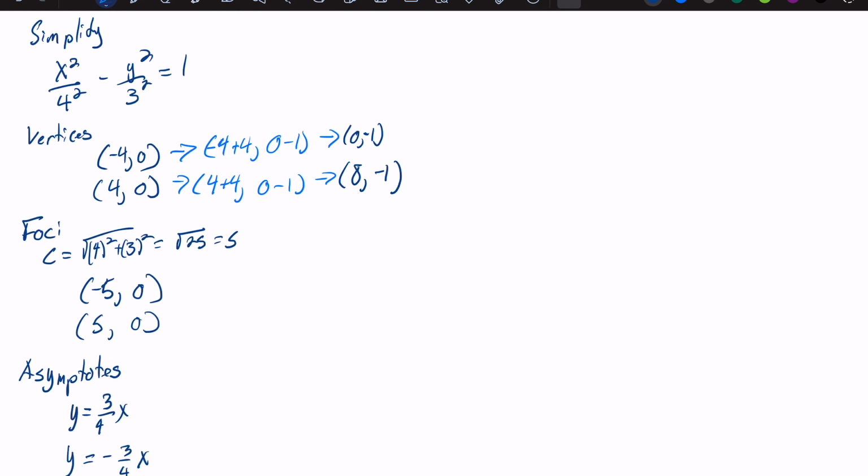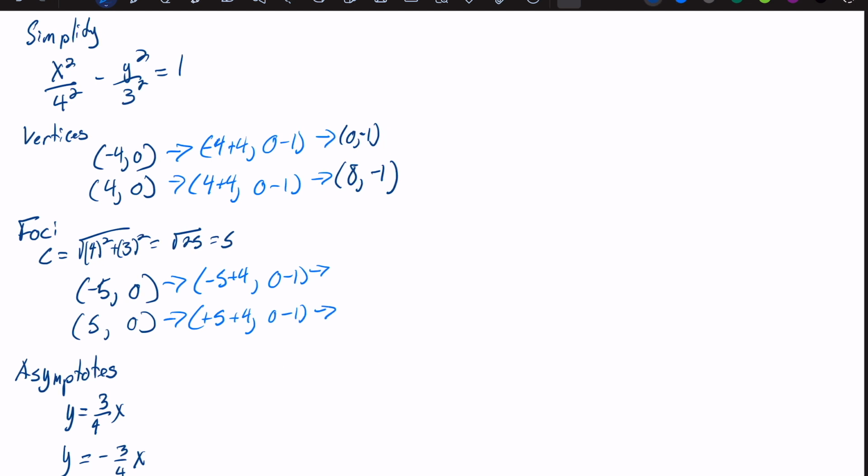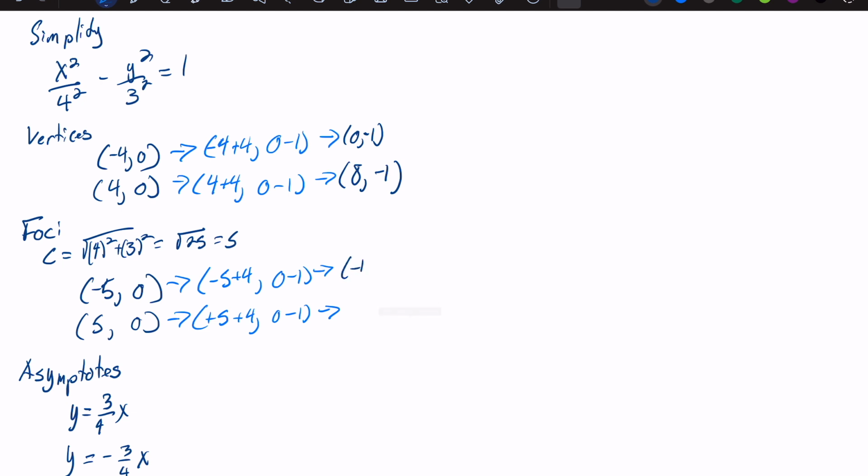All right. Going down, we'll have -5 plus 4 and 0 minus 1 as before. Then again, we'll have +5 plus 4 and 0 minus 1, giving our new points of -1 minus 1 and 9 minus 1.